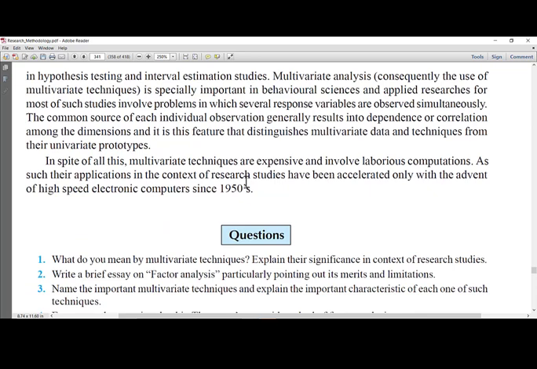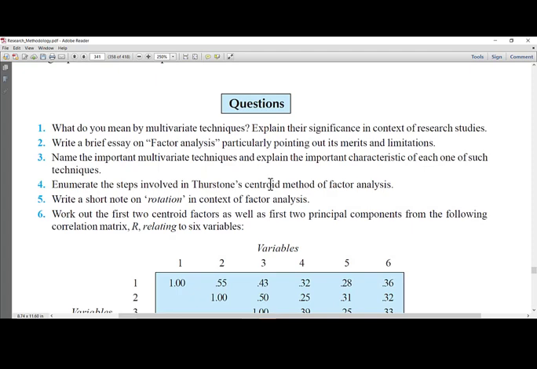conclusions. But one point here you please observe, in spite of all this, multivariate techniques are expensive and involve laborious computations. As such, their applications in the context of research studies have been accelerated only with the advent of high-speed computers. And here in the questions, what do you mean by multivariate techniques? Explain their significance in the context of research studies. You can answer this. Write a brief essay on factor analysis, particularly pointing out its merits and limitations. And name the important multivariate techniques and explain the important characteristics of each one of such techniques.